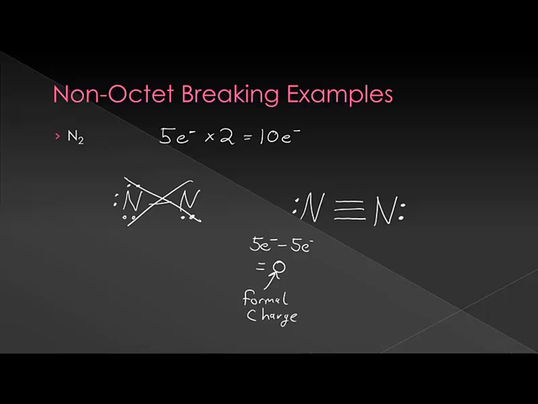Now, the same thing will happen for the other nitrogen, but let's go ahead and do it just so you remember that we're doing this for each individual atom. So this nitrogen has 5 electrons from the periodic table, and it has 1, 2 of its own, 3, 4, 5. It gets 1 from each bond because that bond splits the 2 electrons evenly between the 2 nitrogens. So again, 5 minus 5 equals 0.